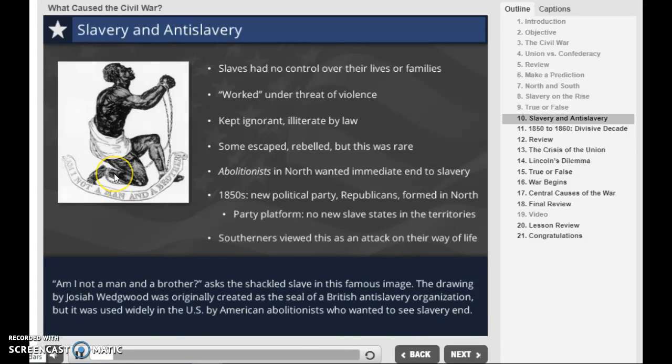"Am I not a man and a brother?" asks the shackled slave in this famous image. The drawing by Josiah Wedgwood was originally created as the seal of a British anti-slavery organization, but it was used widely in the U.S. by American abolitionists who wanted to see slavery end.